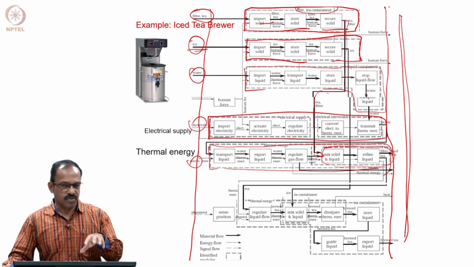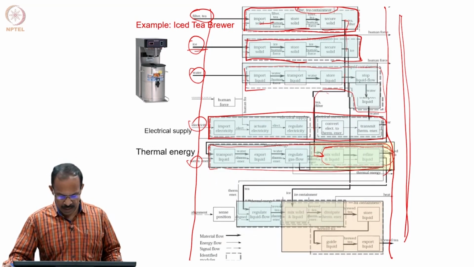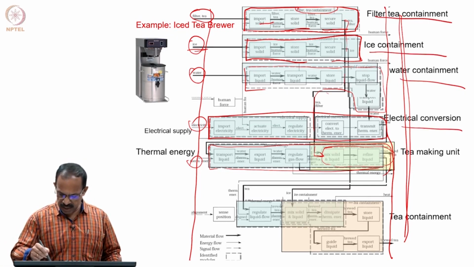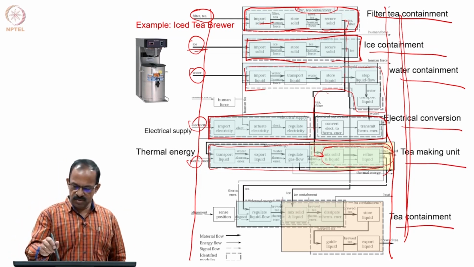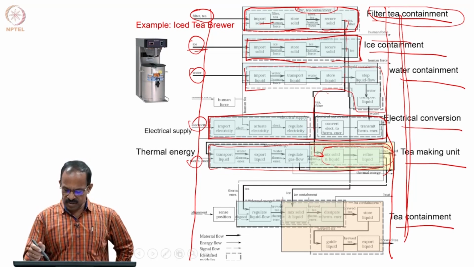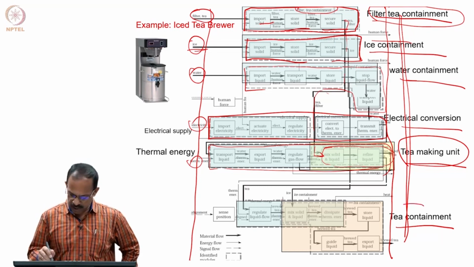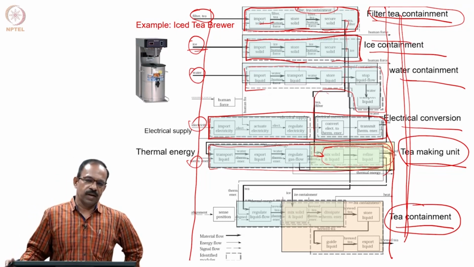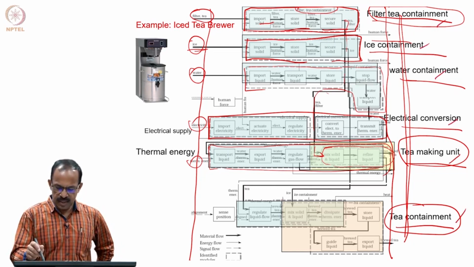Once we have all these potential modules, you try to identify the best possible module for the product, and that will be like this. You can see filter tea containment, ice containment, water containment, electrical conversion, tea making unit and tea containment. Here this talks only about the filter and tea, here it is ice, it is water, and then there is an electrical conversion and there is a module which actually makes the tea, and once the tea is made, then this module takes care of the rest, that is the tea containment module. So, in the product structure, now we know that these are the important modules that need to be there in the product.